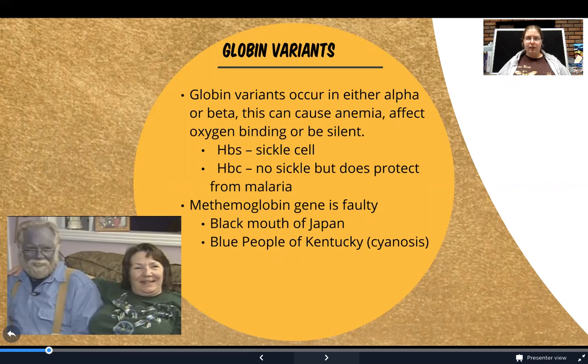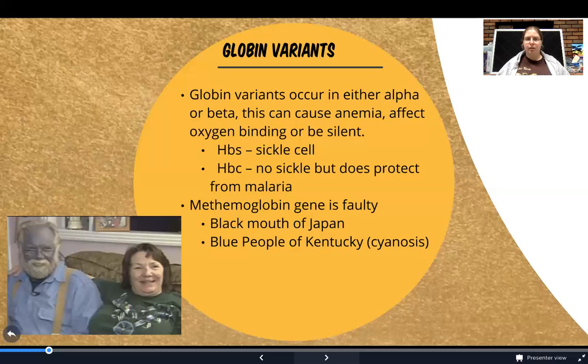But what they notice is with this particular variant, HbC, the individuals are still immune from malaria, but they don't have the sickle shape. The blood cells are still slightly changed in shape, but not to the same degree that it causes the problems that it does in sickle cell. However, because of that slight change in shape, there is still the protection against malaria.